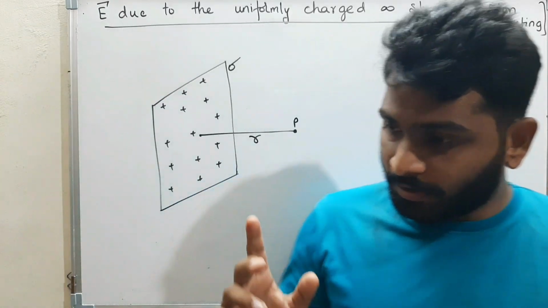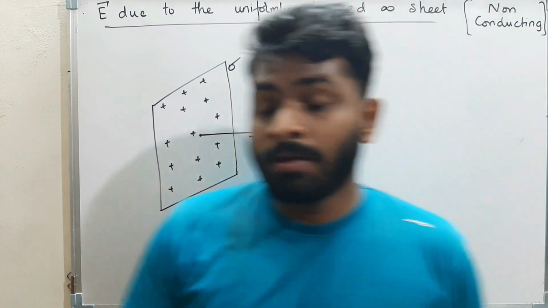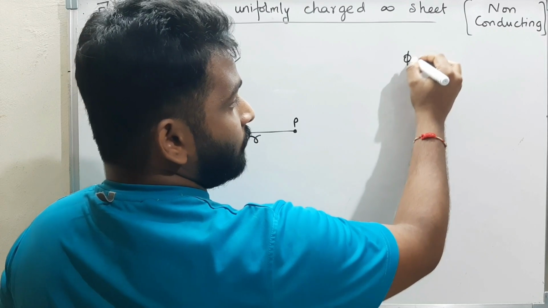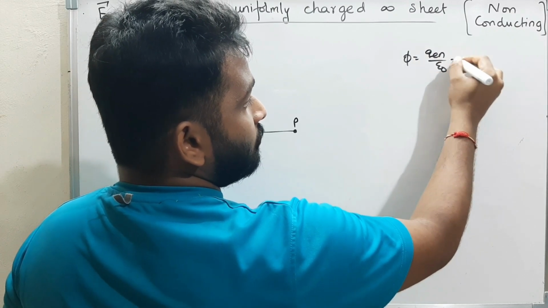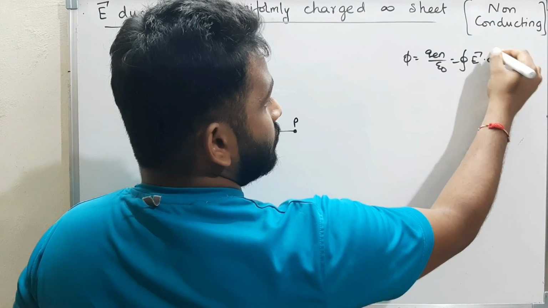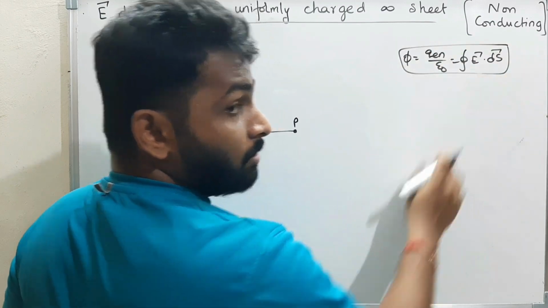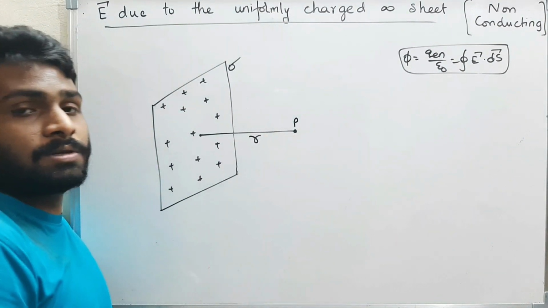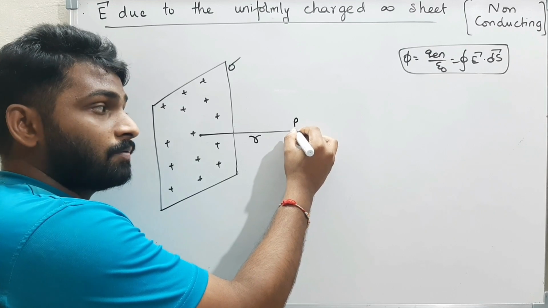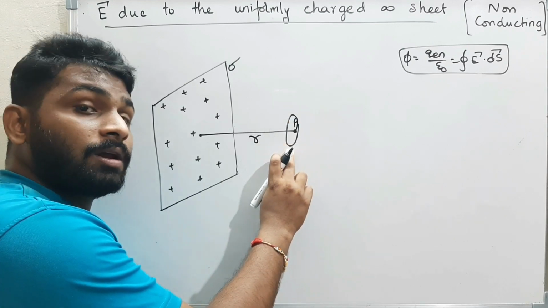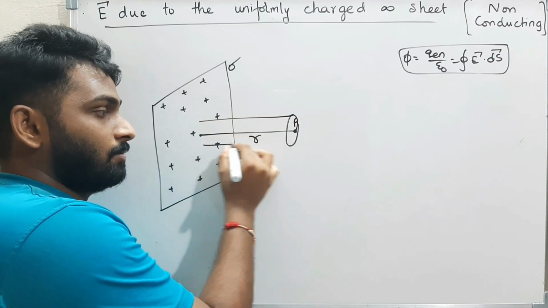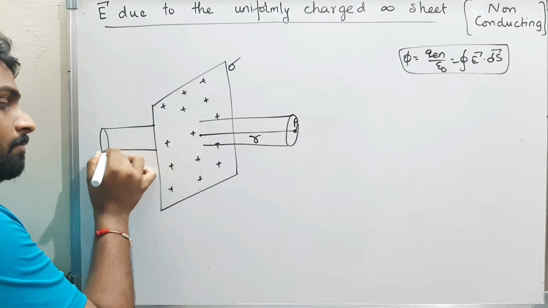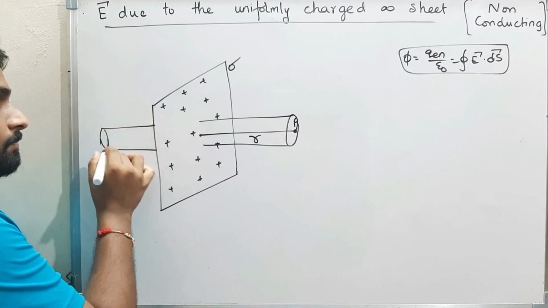Now, how can I find the electric field intensity at this point? First of all, I have to use a Gaussian surface. Flux is equal to Q enclosed by epsilon naught, which must be equal to the surface integral of E bar dot ds bar. To use this Gauss formula, I have to assume a Gaussian surface first. Now, what is the best possible Gaussian surface? The best possible Gaussian surface is either a cylinder or a cuboid. Okay, I am assuming a cylinder.